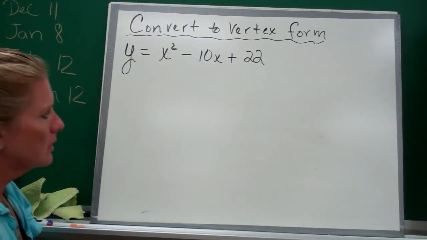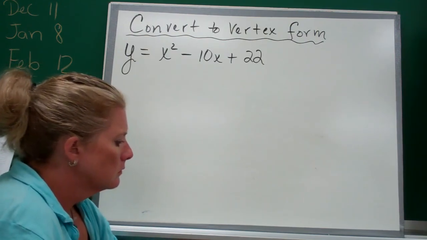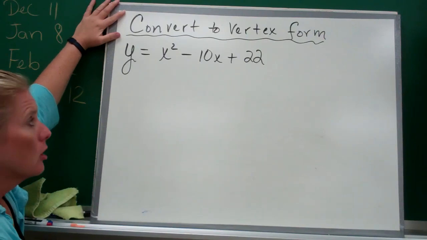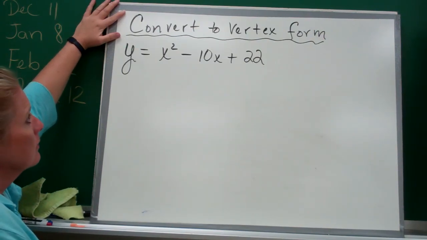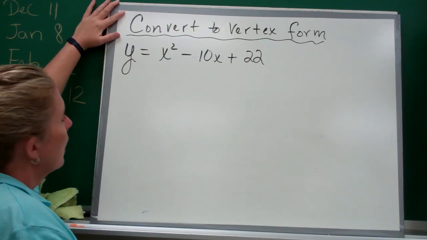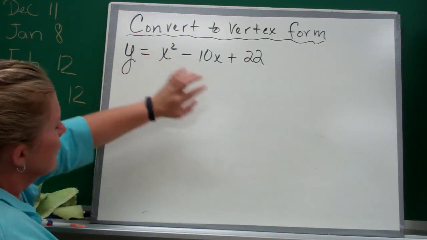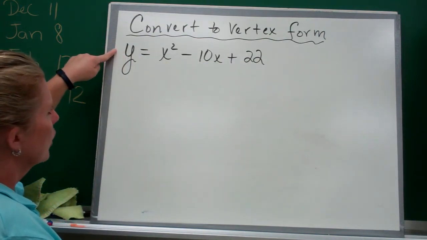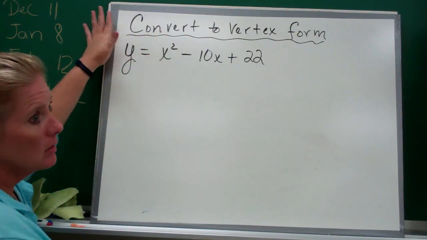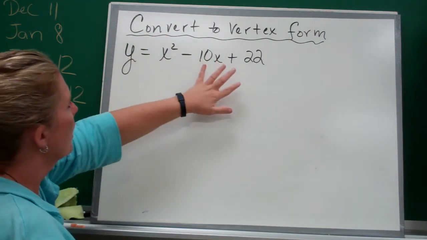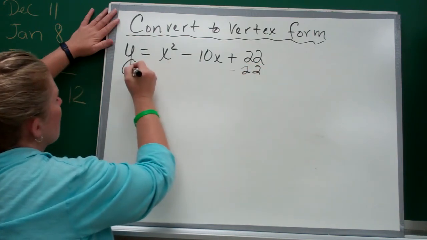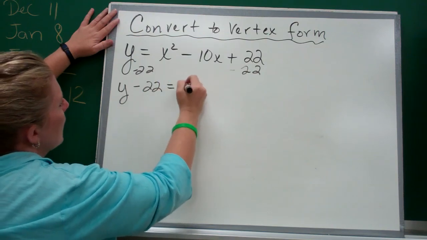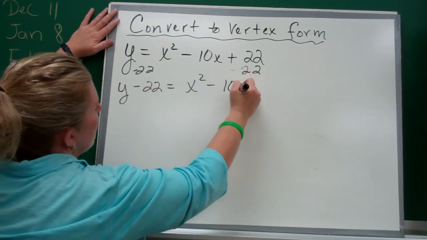What else can we use completing the square to do? We can use completing the square to convert from standard form to vertex form. Okay? To do this, the first step we're going to do is take this 22 and subtract it and bring it over here. Now notice we're going to keep x and y. So this is going to become y minus 22 equals x squared minus 10x.